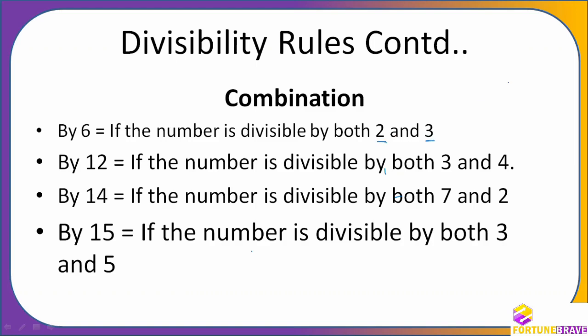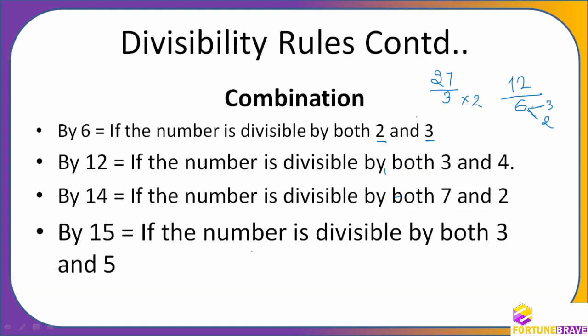So for example, 12 is divisible by 6, right? Why? Because it is divisible by both 2 and 3. Any number which is divisible by 6 is always divisible by 3 and 2, right? So for example, 27 is not divisible by 6 because it is only divisible by 3 and not divisible by 2. Then it is not divisible by 6.